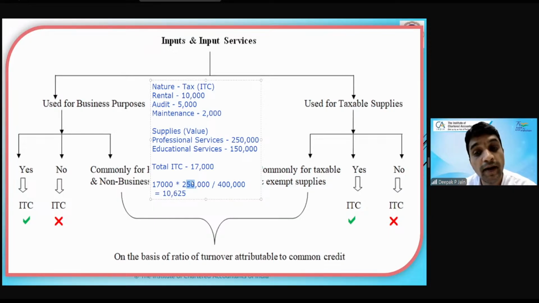Balance will be available? No, balance will get lapsed. आपको balance मिलेगा ही नहीं. You will have to reverse the credit. So out of 17,000 credit, 10,625 आप ले लोगे, and balance is called reversal of credit, which means you cannot claim this credit at all. कितना है 17,000 minus 10,625? 6,375. Right.